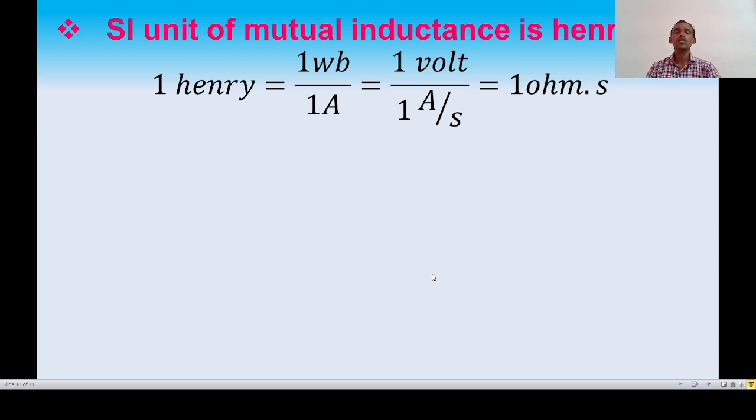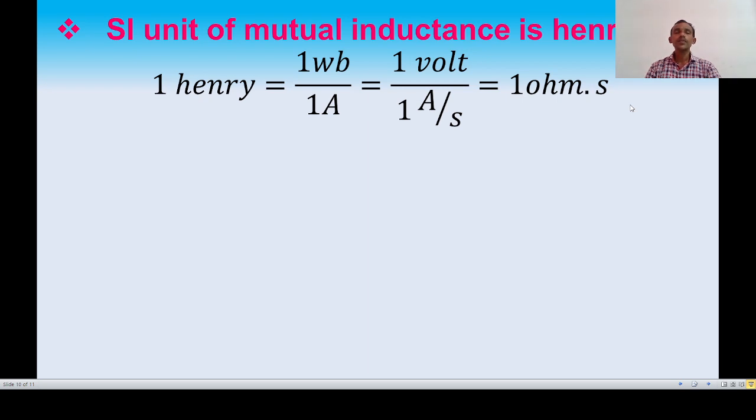The SI unit of mutual inductance is Henry, and 1 Henry is equal to 1 Weber per 1 ampere. Or we can also write 1 Henry is equal to 1 volt per 1 ampere per second, that is, the rate of change of current should be 1 ampere per second. Volt per ampere is nothing but the ohm, and the second comes in the numerator. Therefore we write 1 ohm second.